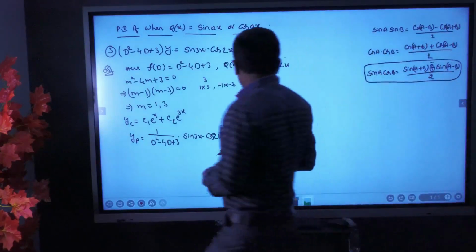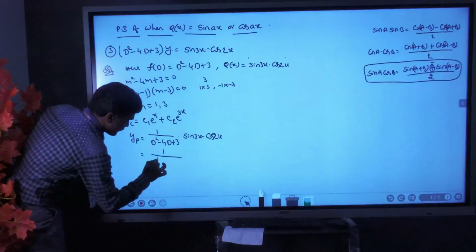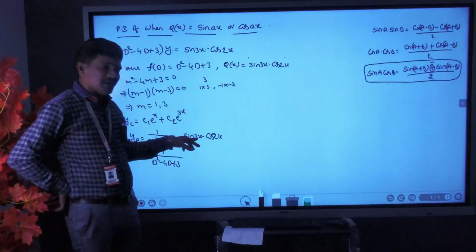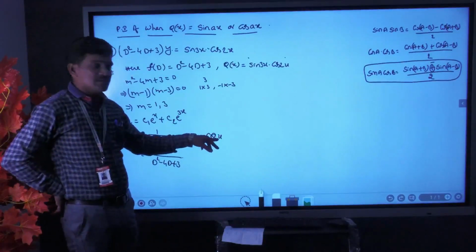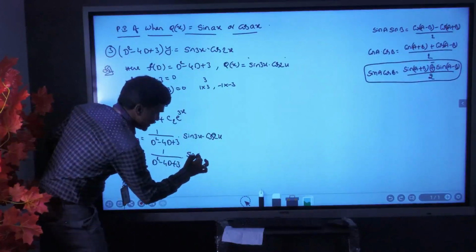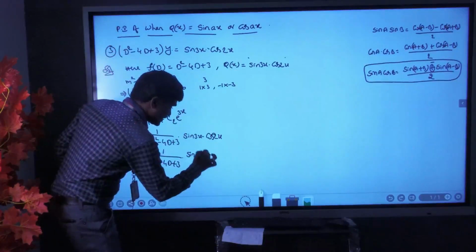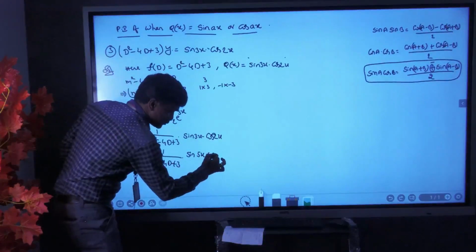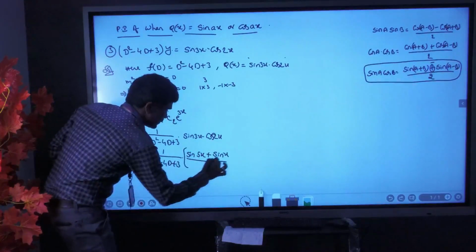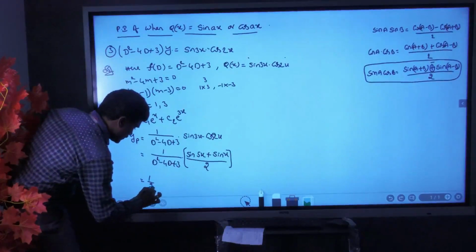Using that, write 1 by d square minus 4d plus 3. Now here sin a cos b: a is 3x and b is 2x. With that formula we get sin of a plus b, which is sin 5x, plus sin of a minus b, 3x minus 2x, so sin x, whole by 2. Now here 1 by 2 is a constant term, right?